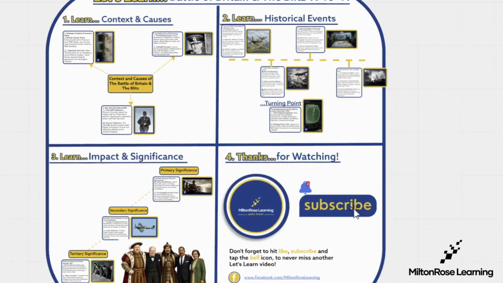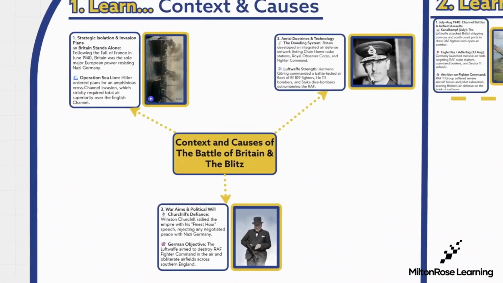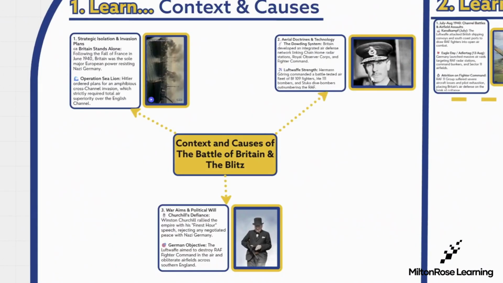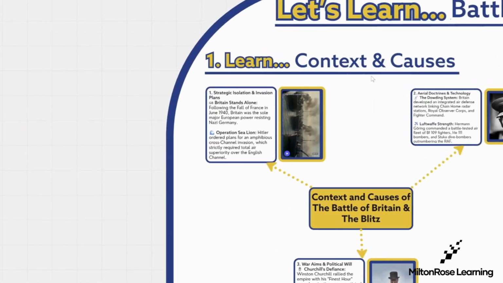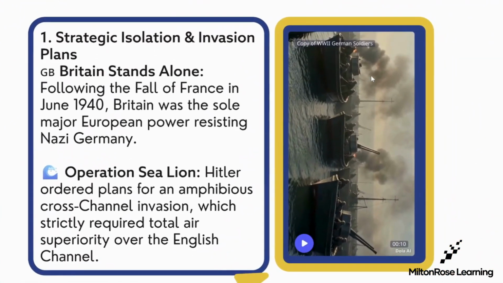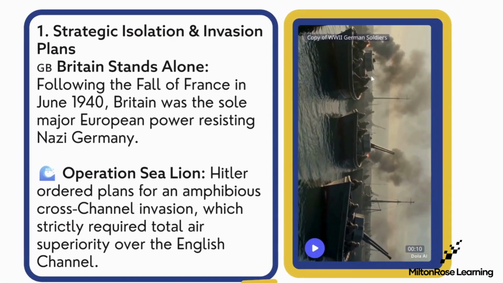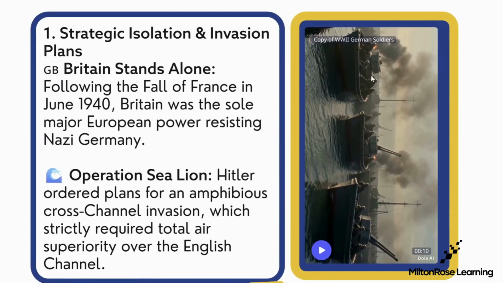Okay then people, so let's dive in. So first off then, the history just before these events, what was actually driving the Battle of Britain and the Blitz to happen in the first place? Well, first off then, I'll go here with a little video as well. We have strategic isolation and invasion plans. So let's just unpick that together.